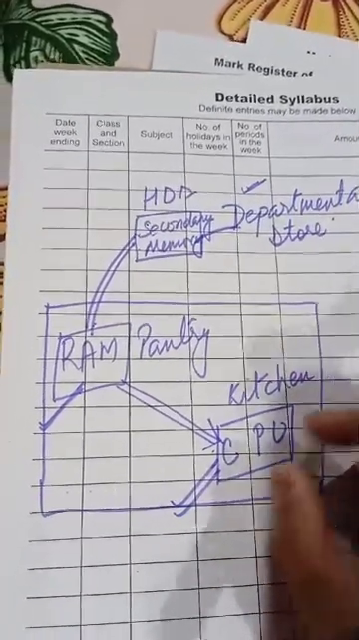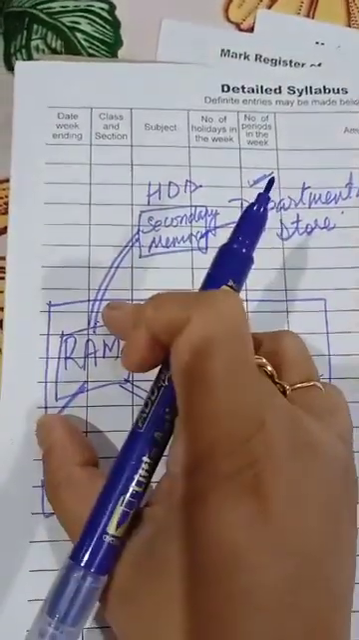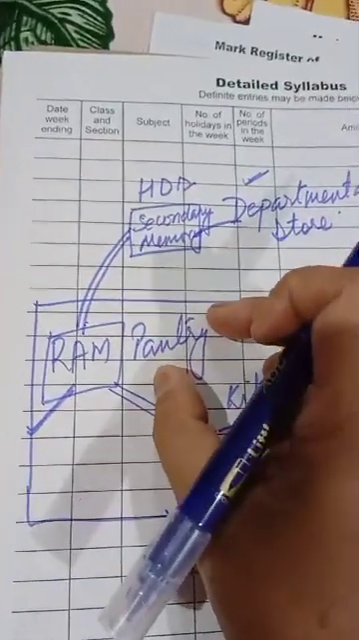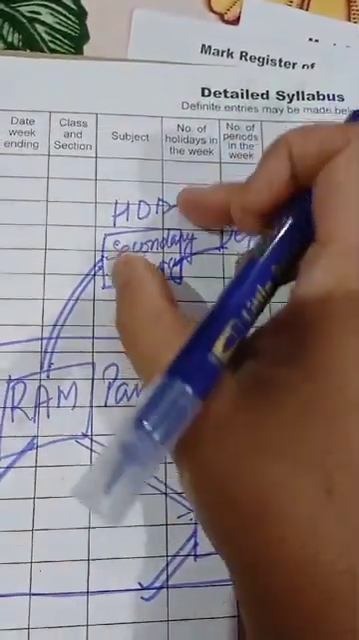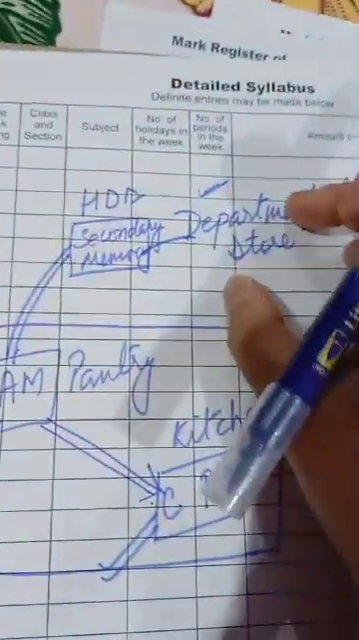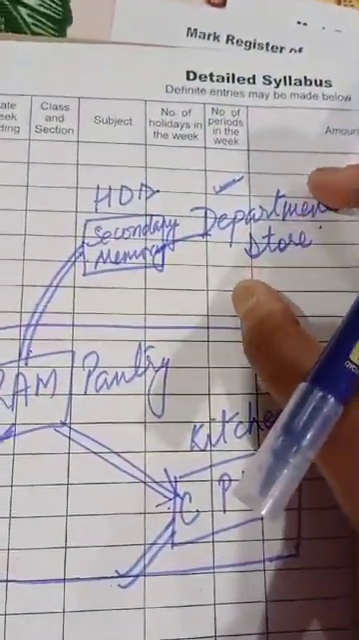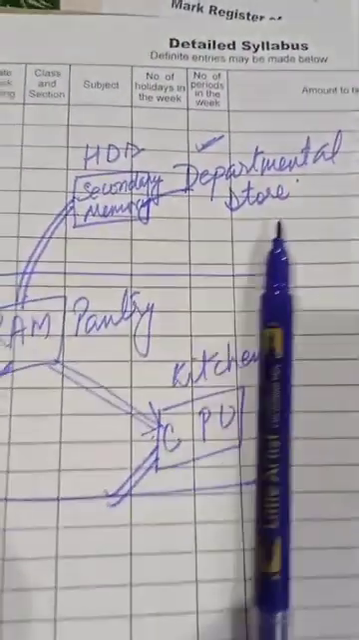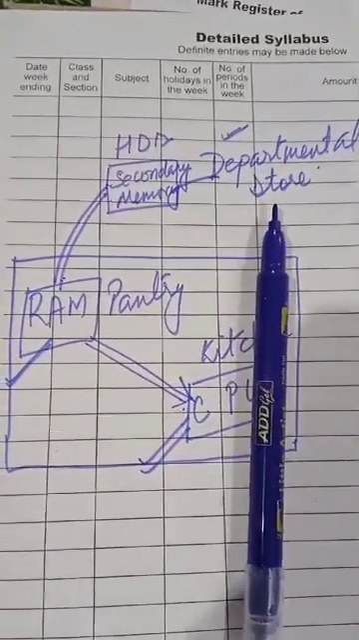So with this example, you can easily understand how data is accessed inside the computer, right? The CPU is like a kitchen, the RAM behaves like a pantry, and your secondary storage device, that is the hard disk drive, behaves like a departmental store. Thank you so much. I hope you understood this.